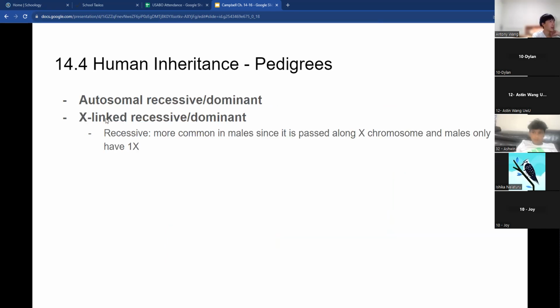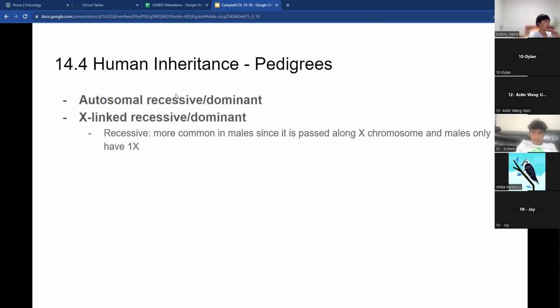Human inheritance. We have two different types of chromosomes, broadly speaking. We have autosomes, which are like very big chromosomes. They code for proteins that are very important in function. And then we have the sex chromosomes, the X and Y, whose main job is to ensure function of reproductive systems and determine the offspring's sex.